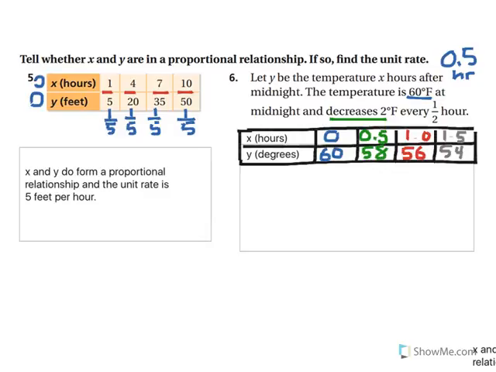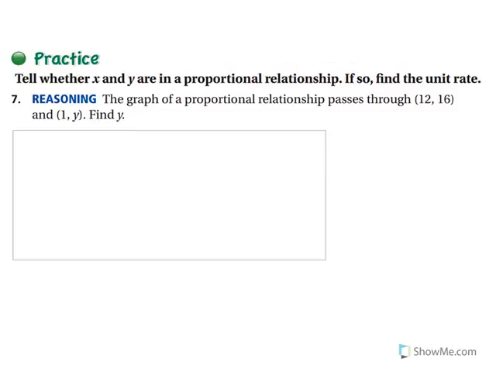As you can see, when x is 0, at 0 hours that have passed, y is at 60. They have to both be at 0 for this to be considered a proportional relationship. And so, our answer for this one, x and y are not in a proportional relationship. Hopefully this made sense to you. If it didn't, hopefully now that you've heard the explanation, it makes some sense. So let's go ahead and move on to our next problem.